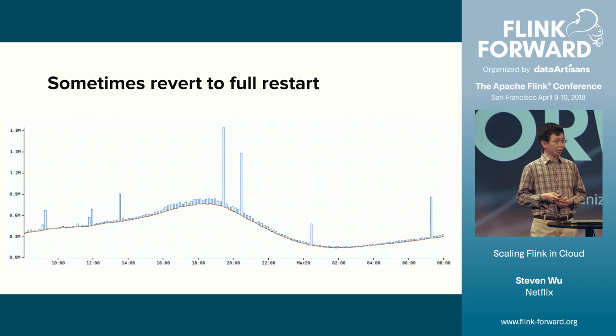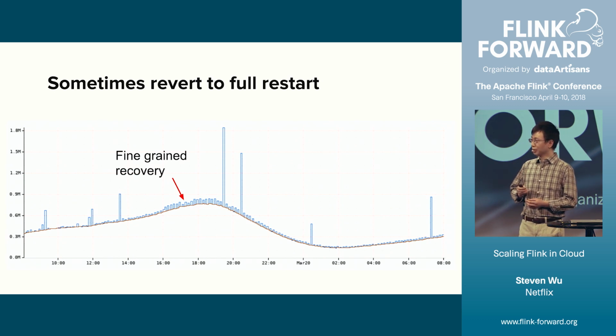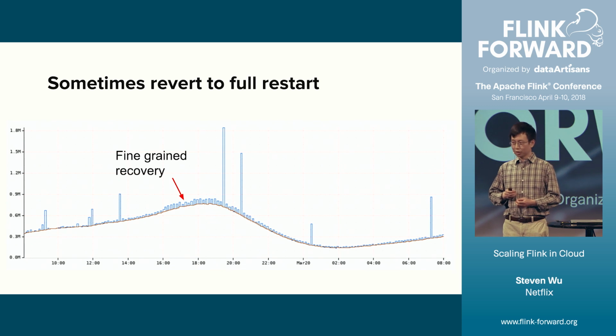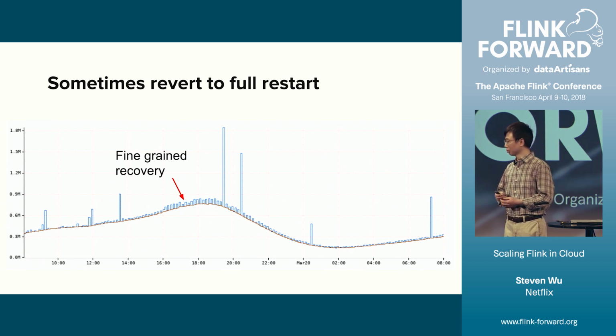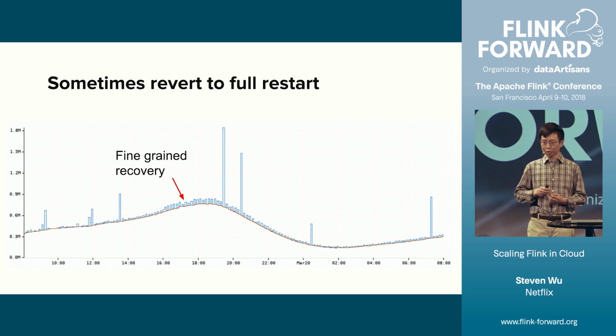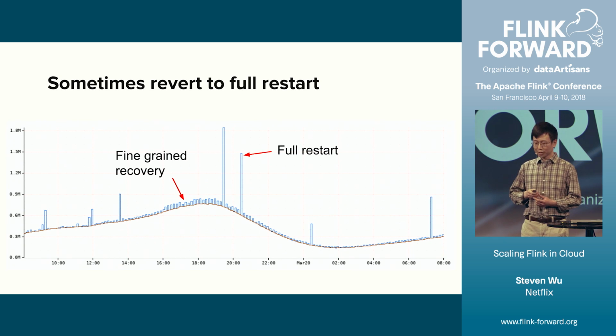After we enable the fine-grained recovery, this is what we get. First, if you look at the small bumps of those blue lines, this is when fine-grained recovery is working. So the recovery spike is a subset of the job graph. It's proportional to the subset of the job graph that got restarted. But we also see full restarts from time to time. Those big spikes are the full restarts.